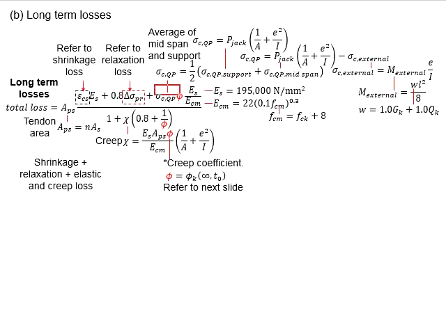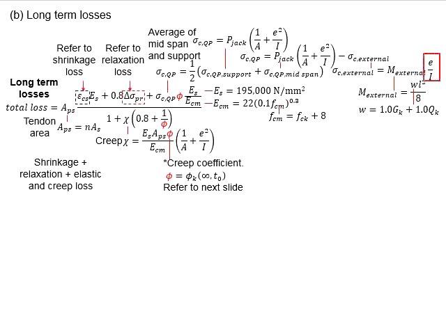Now let us look at the third component of the losses, which is the elastic and creep loss. It is defined by sigma CQP, which is taken as the average stress at the support and the midspan. For you to determine the stresses at the support and at the midspan, you may refer to these two equations. The two equations here are exactly the same. The main difference is that there is a component of sigma C external. This sigma C external is determined by this equation here, which is the external load that causes the moment times e per I.